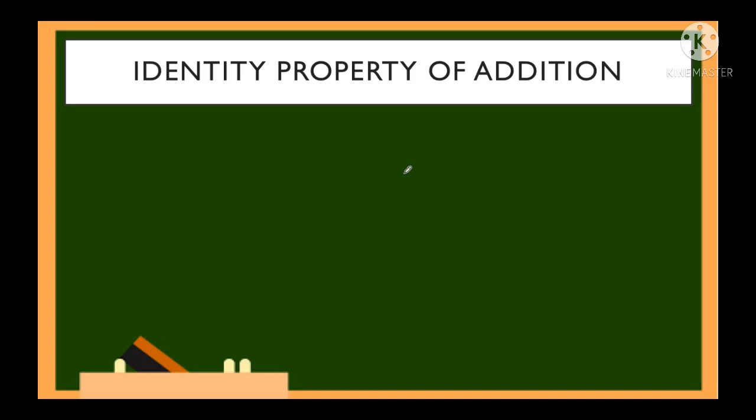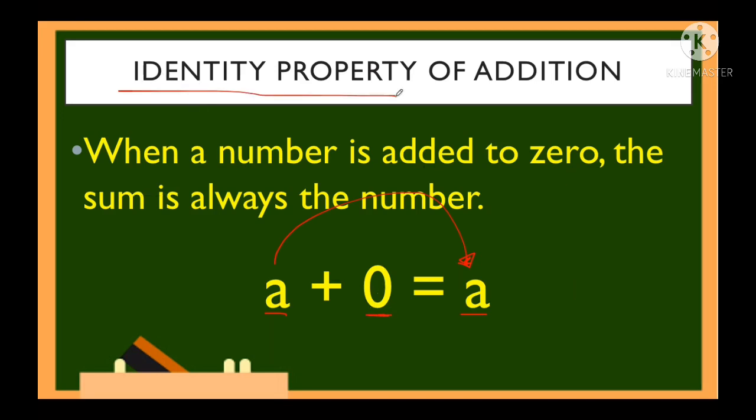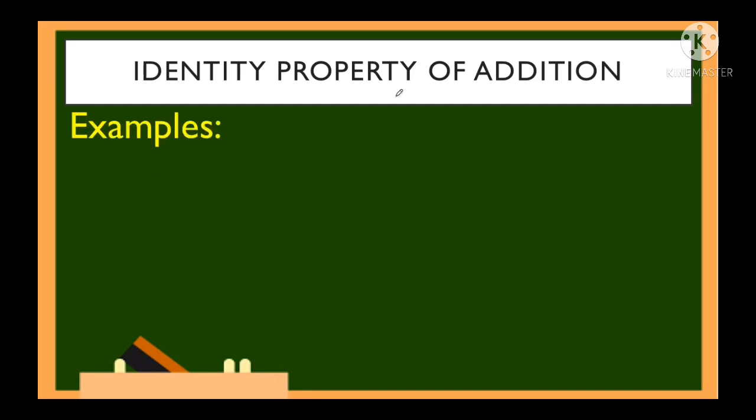Next, this property of addition: identity property of addition. What is this one? When a number is added to 0, the sum is always the number. How? It's like this. For example, we have a number plus 0 is always the number. So we will just copy the answer here. Okay? So that is what we call the identity property of addition. Let's have some examples.